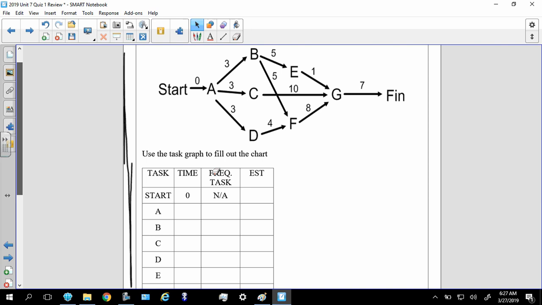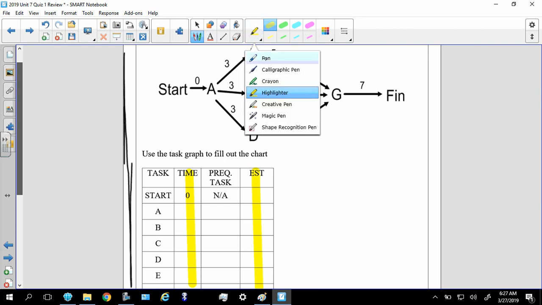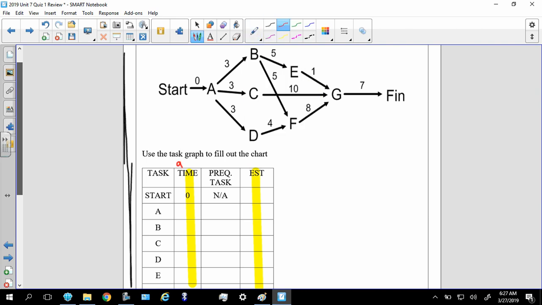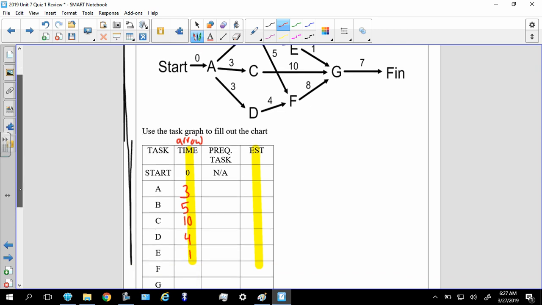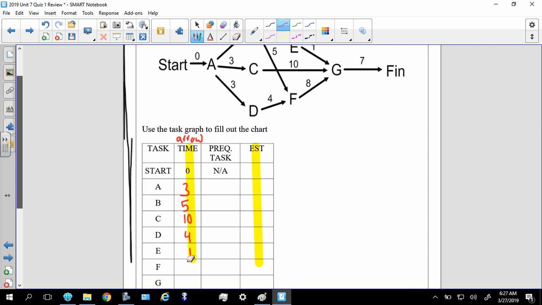All right, so remember the time. This is where a lot of folks screw up, okay? Make sure you understand that the time represents how long it takes to do something. The EST represents when it can start, okay? So when I ask you for the time, that means what is the number on the arrow. Like the time for A, well, that's a 3, because it's on the arrow. B is 5. C is 10. D is 4. E is 1. F is 8 and G is 7. And I believe that's it.